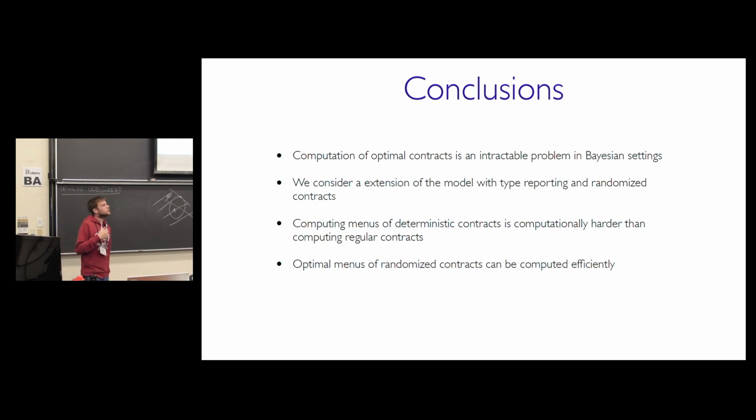In this setting, we show that computing menus of deterministic contracts is computationally harder than computing regular contracts. But we show that with randomization, optimal menus of contracts can be computed efficiently. And that's it. Thank you for your attention.